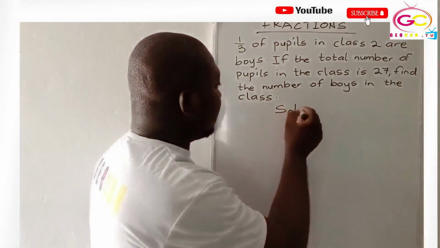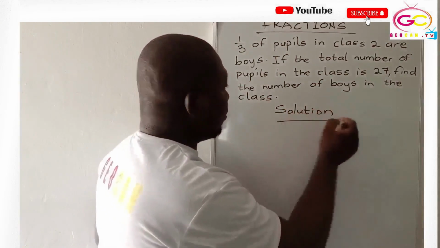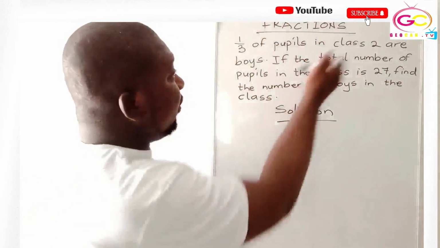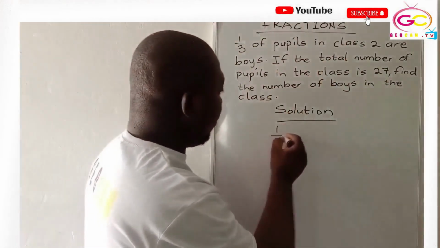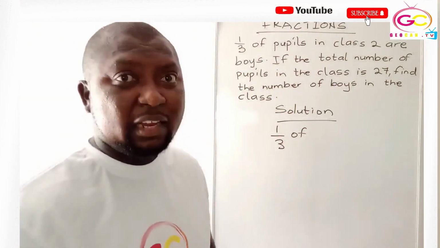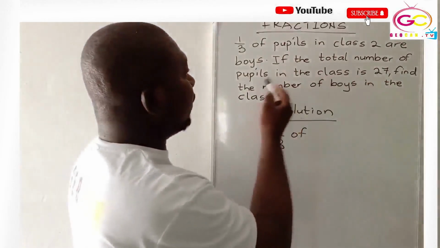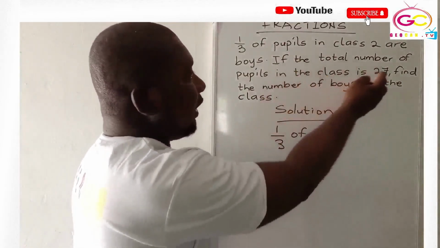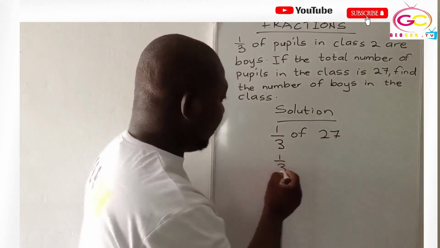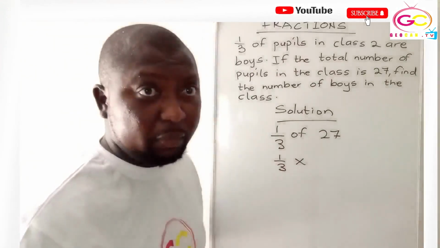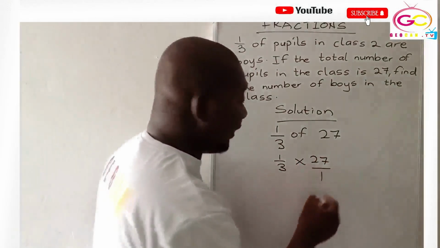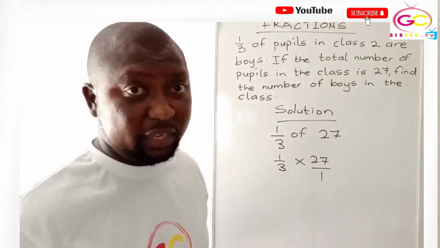Solution simply means how you solve it. So we are looking for the number of boys in the class. And we know the fraction of boys is 1/3, of the total number of pupils in the class. And it's given to us: the total number of pupils in the class is 27. So 1/3 times 27, since "of" simply means multiplication. 27 can also be written as 27/1, which is the same thing. We put it over 1 to make it simple for us.